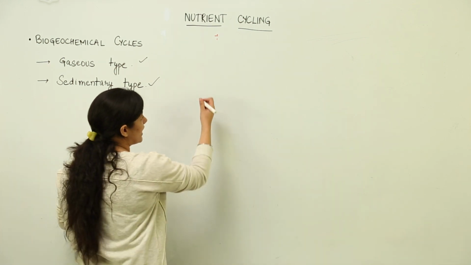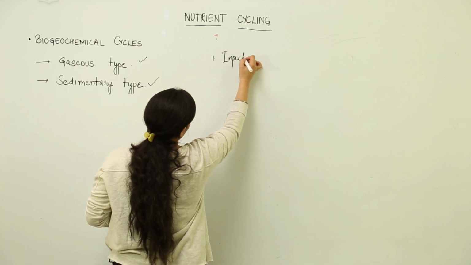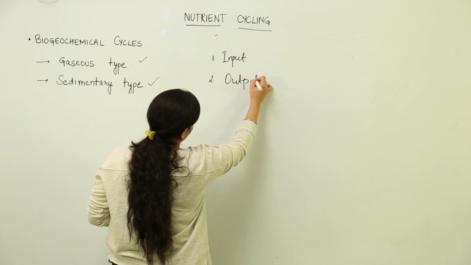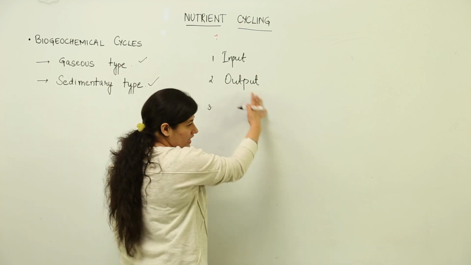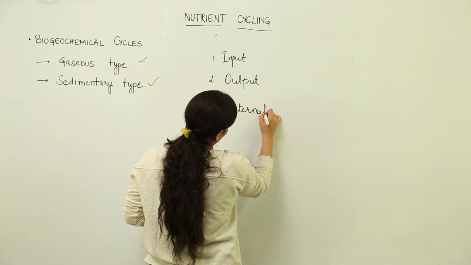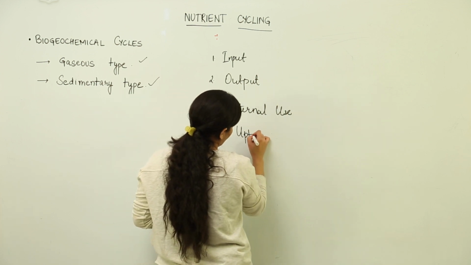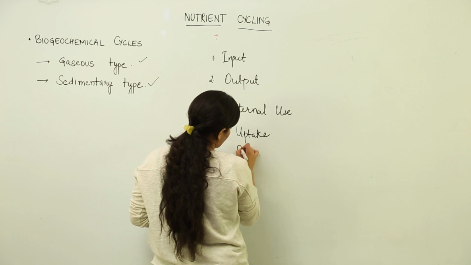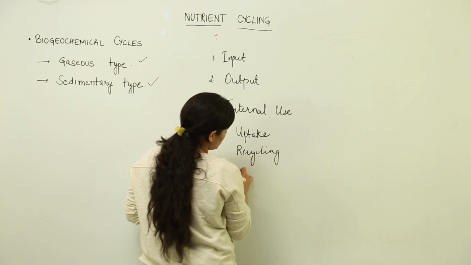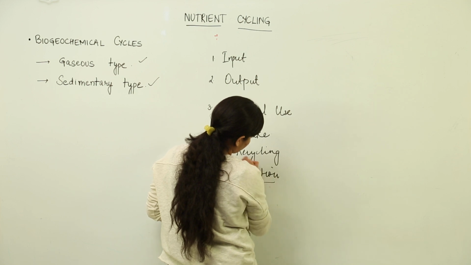If I have to understand it in a broader sense, I will have input of nutrients. There would be input, then there would be output, and then there would be internal movement, internal use. If I have to understand it in simple terms, it is uptake, recycling, this is internal use I am talking about, and retention of the nutrients within the ecosystem.